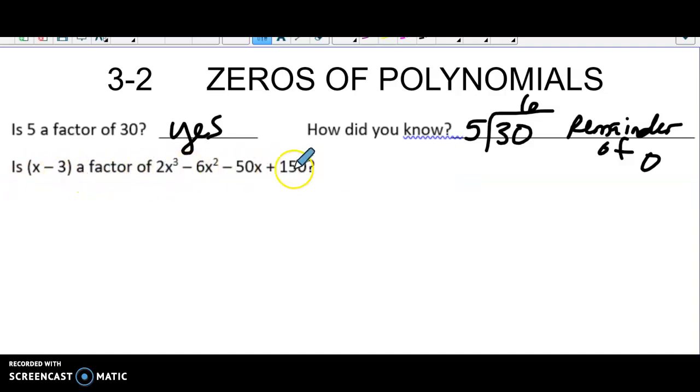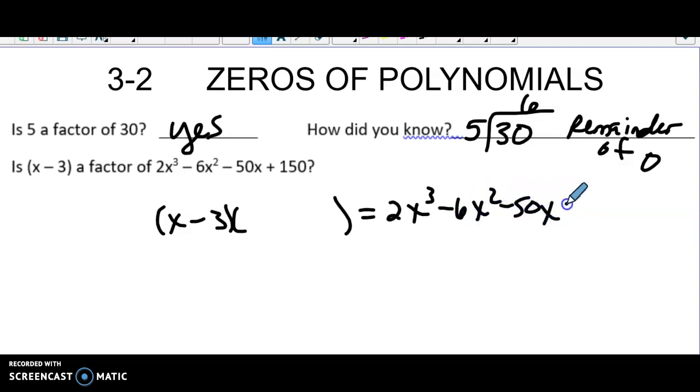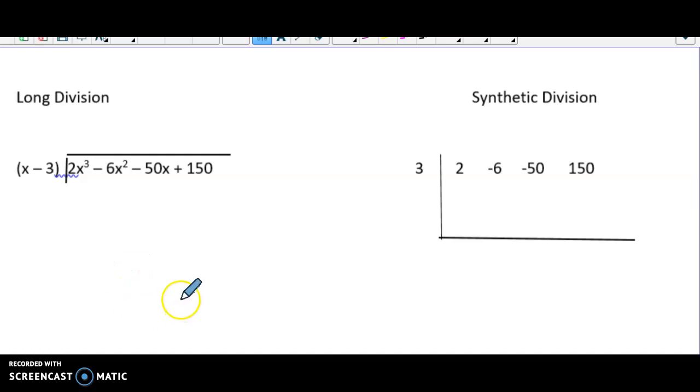So we're going to be asking you questions about binomials, like is x minus 3 a factor of this third degree polynomial? Well, if I can take x minus 3 times something and get 2x cubed minus 6x squared minus 50x plus 150 with a remainder of 0, then yes, it's a factor. It's the same question, okay? We're wondering, is there a way to write this as a product with one of the factors being x minus 3? There are two ways to tell this: long division and synthetic division.